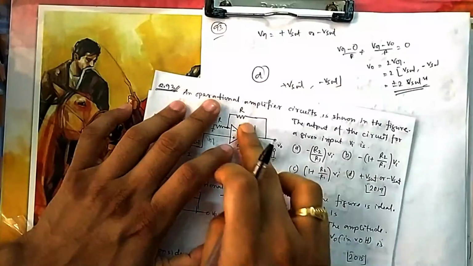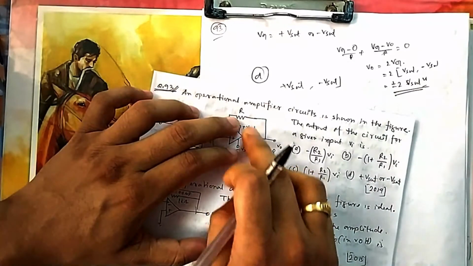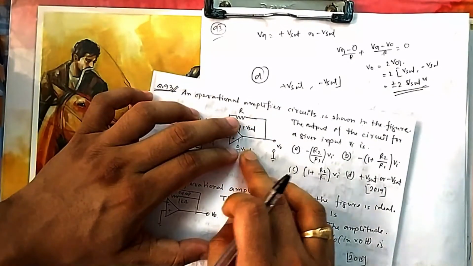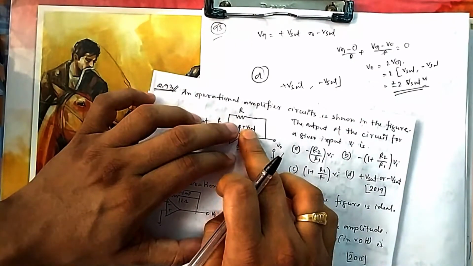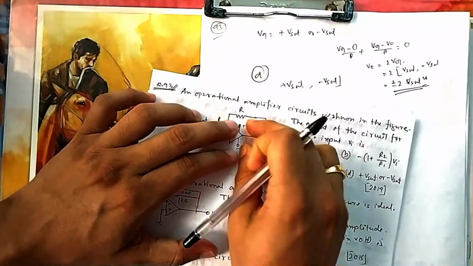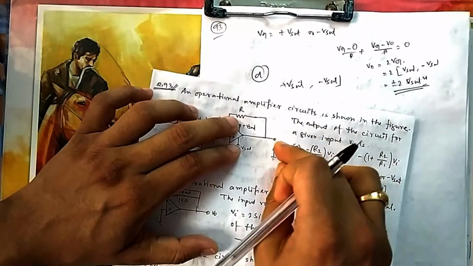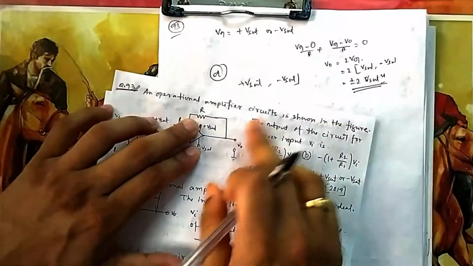Had it been anything above plus minus 2 V set, suppose the supply was plus 3 V set, minus 3 V set, then the answer would have been plus minus 2 V set. If it is less than, suppose it is 0.5 V set, minus 0.5 V set, then the answer would have been 0.5 V set, minus 0.5 V set. You have to think, this is the limit up to which V0 can go. And this is what theoretically it should go.